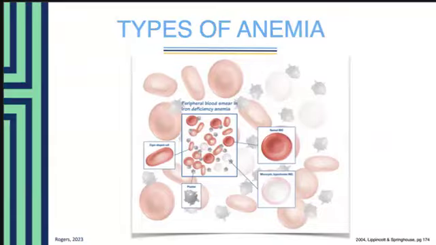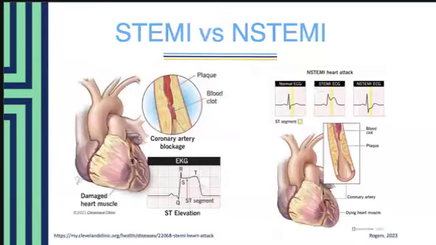Without treatment, this can be very life-threatening due to the increased risk of uncontrolled bleeding and infections. Recognizing the types of anemia based on clinical presentation and lab findings is very important for appropriate management and treatment. So, understanding what you're looking for.